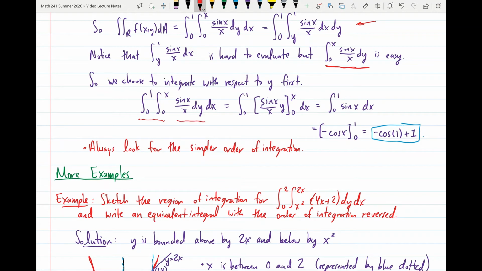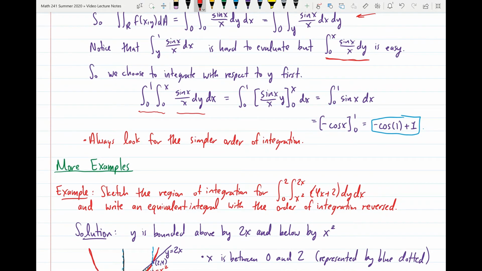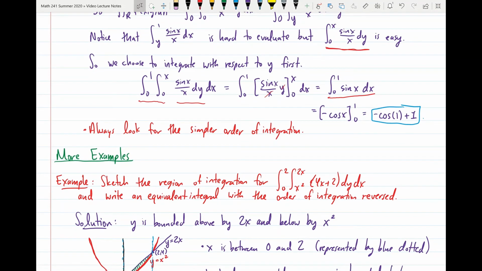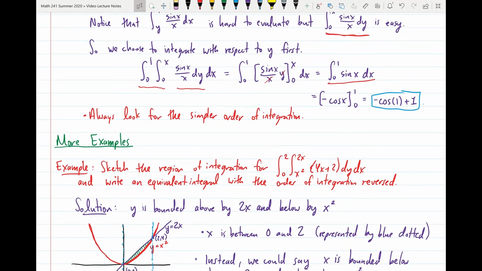And so we take the integral of the inside first, and we get sine of x over x times y from 0 to x. And then we plug in x for y here, and the x from the y and the x that's already in the function sine of x over x are going to cancel with one another. So this will cancel with this essentially, and we're just left with the integral from 0 to 1 of sine of x dx. And of course we know how to perform this integral. So the antiderivative of sine of x will be minus cosine of x, and again we're evaluating from 0 to 1, so we end up with negative cosine of 1 plus 1.